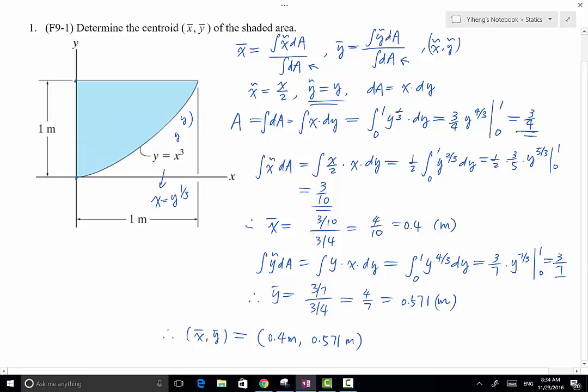So it doesn't hurt to double check it. So again, from here to here is 1 meter. So x bar equals 0.4 meters. So it's a little bit to the left of the center. y bar is 0.571 meter, which is a little bit above. So the centroid location is approximately here. So that looks about right. So this is a reasonable result for the centroid location.